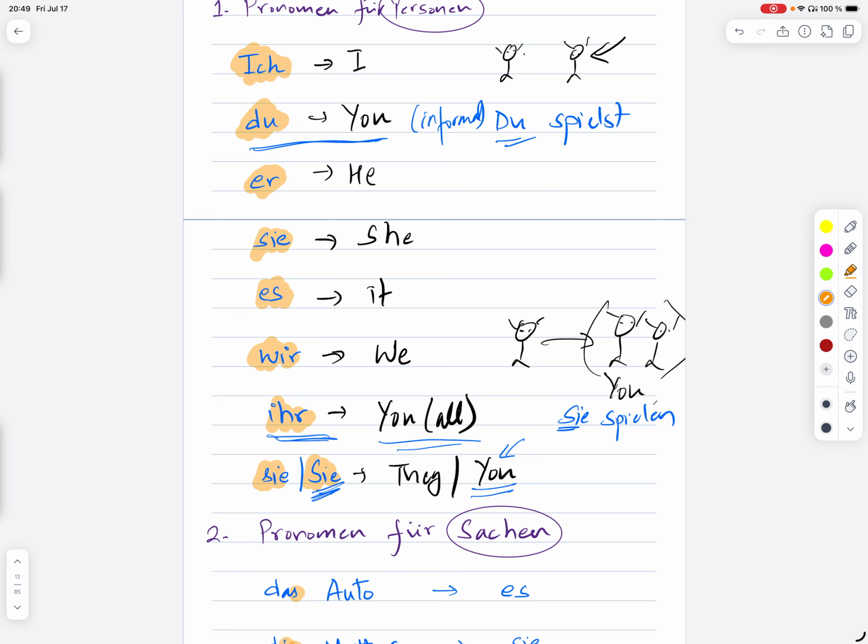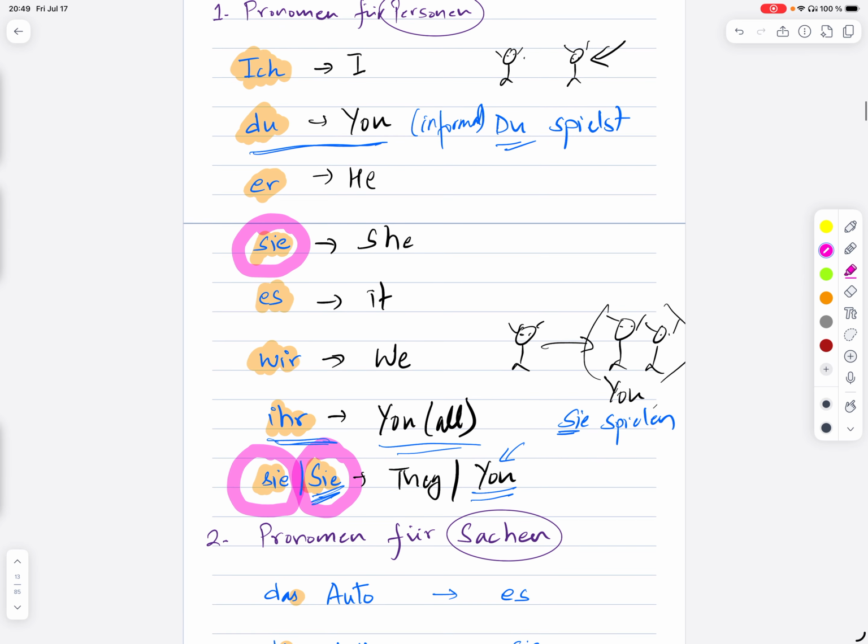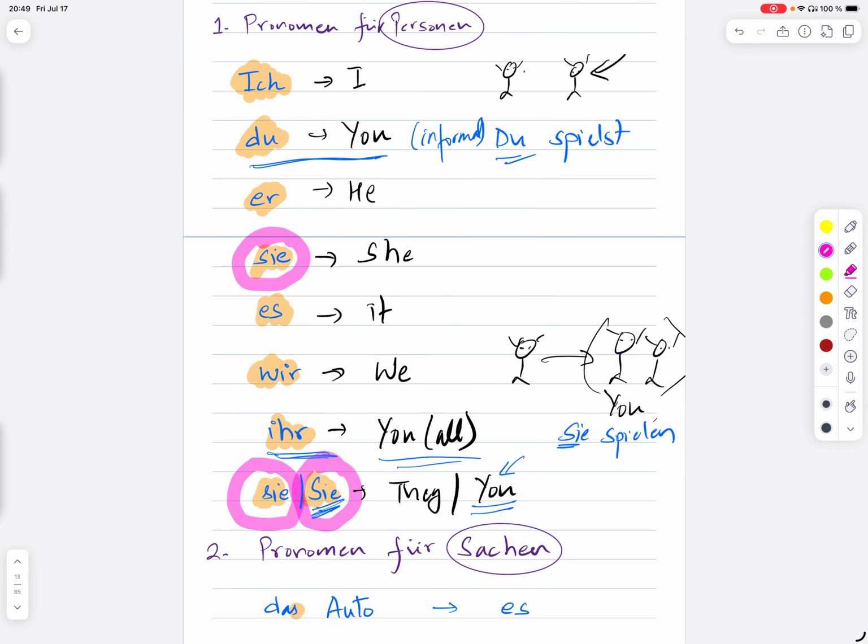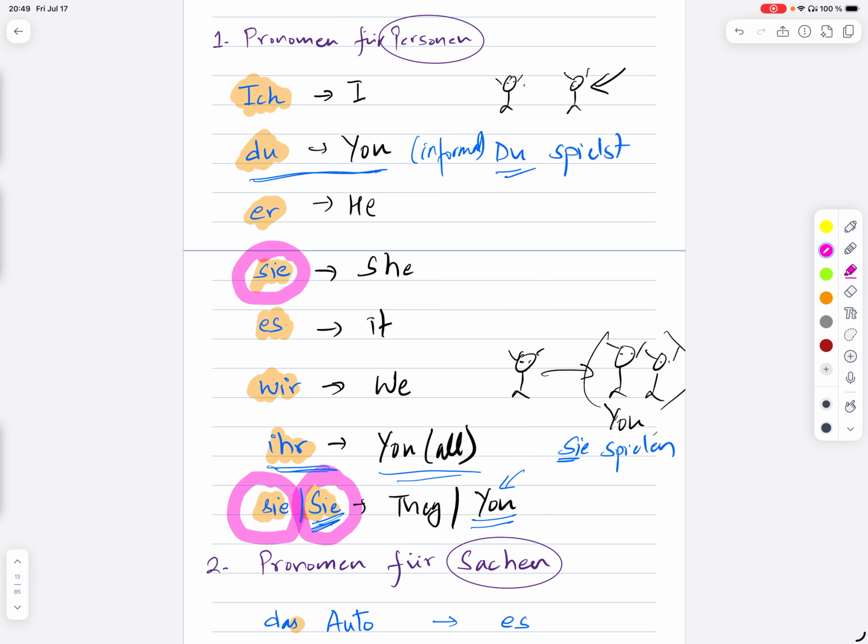So here you can already see that it's a bit confusing with a sie for she, and then we have sie for they, and then a Sie informal. But later on, when you see the sentences, this will get clearer. But here you can just memorize it and see the differences with the different personal pronouns.